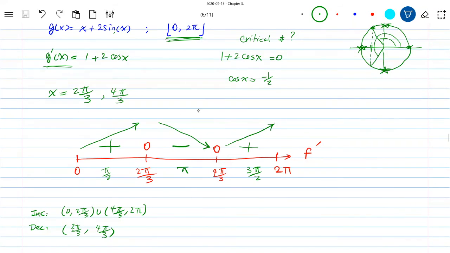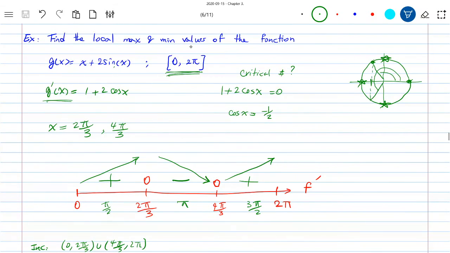Okay, so we found these, and the question was find the local max and min. What is the local max? What is the local min in this case? The local maximum is when the derivative changes from positive to negative. That means this point here is a local maximum. This is where the local maximum happens. The derivative changes from positive to negative. That means the critical number 2 pi third corresponds to the local maximum.